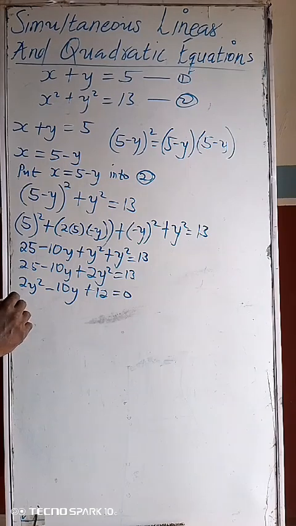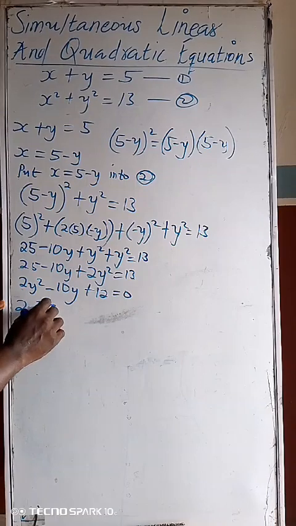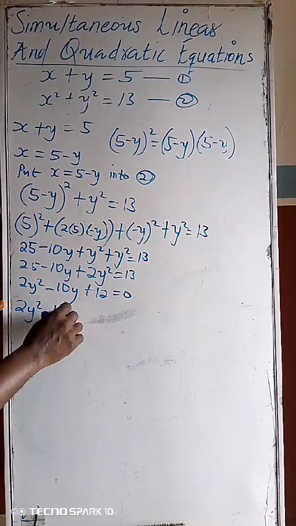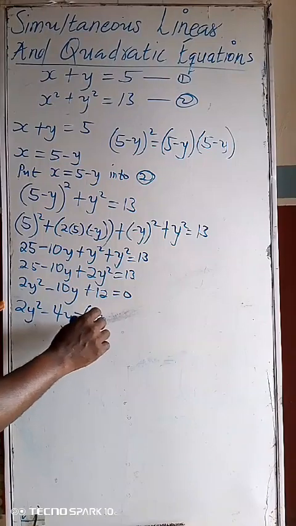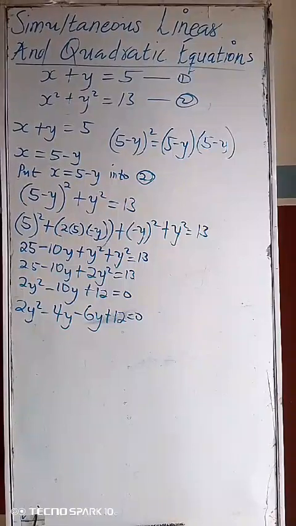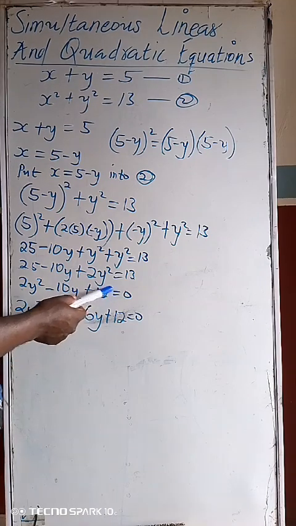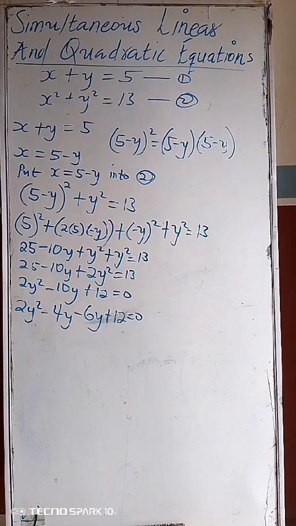So here I have my 2y squared minus 4y minus 6y plus 12 is equal to 0. Now look at this: negative 4y, negative 6y. When we add, we get negative 10y. Multiply the negative 4 by negative 6, you get the 24 we spoke about. So very simple. Now let's try to group them and then factorize.